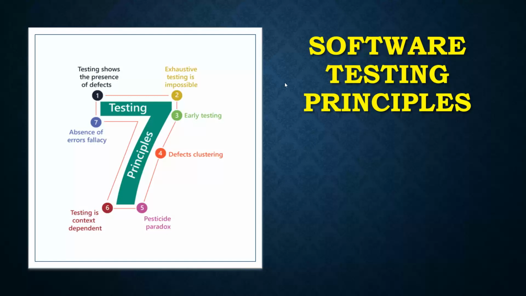Once I've found two, three, four, five, or 10 defects, I should have knowledge to prioritize, because without prioritization you cannot do defect clustering or address the pesticide paradox. And once I test a functionality, I should focus on that functionality. I should remain in the context of the functionality. And once I found that defect and the developer fixed that functionality, it doesn't mean your software is 100% bug free.